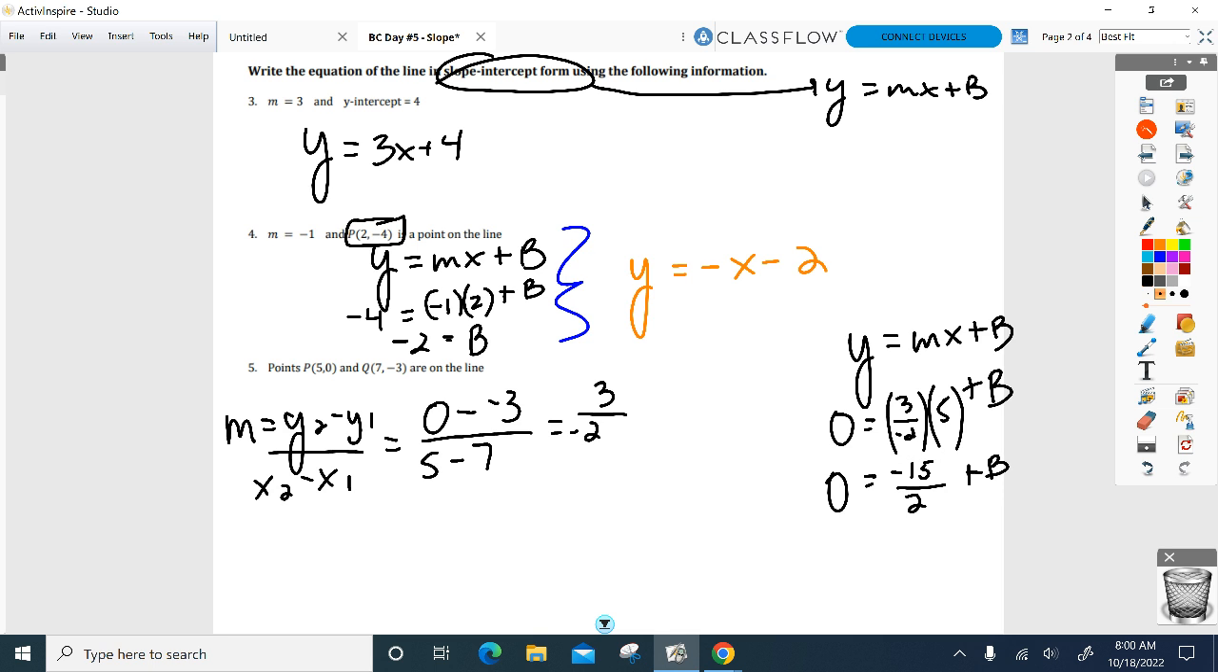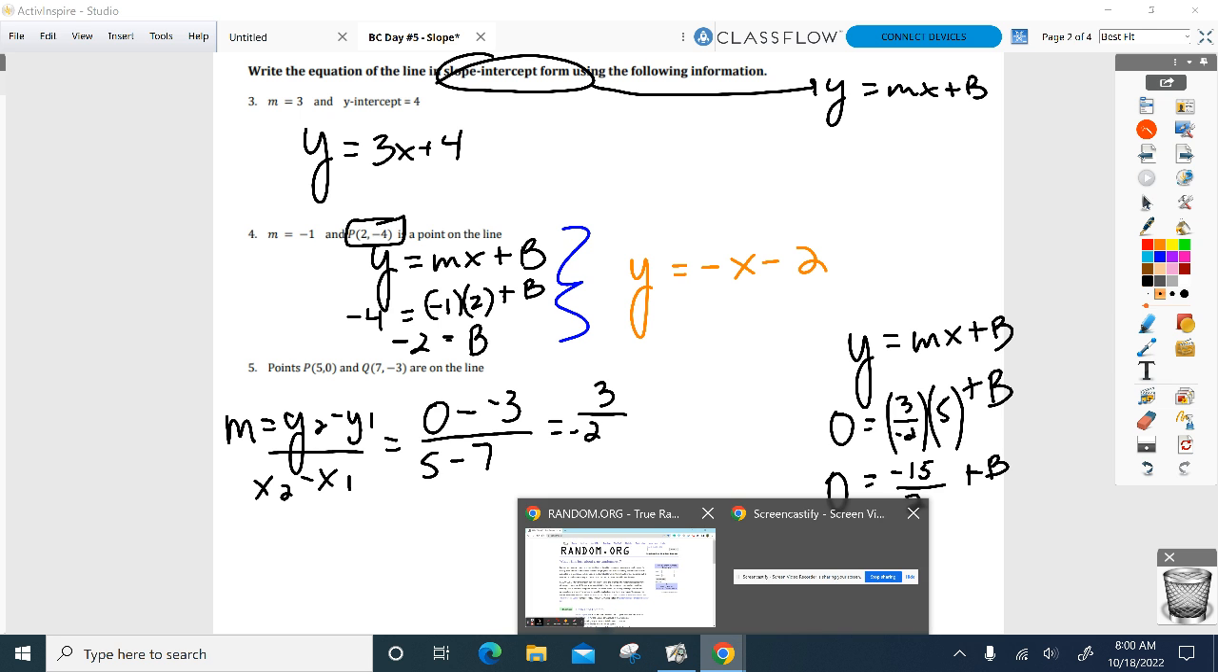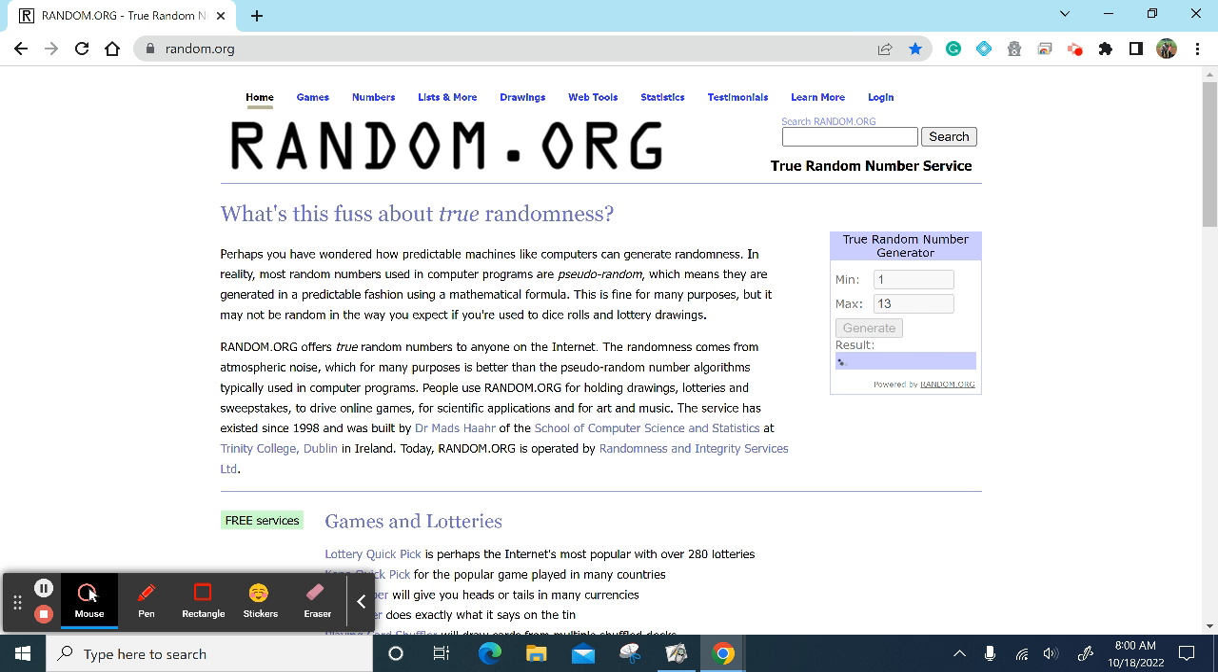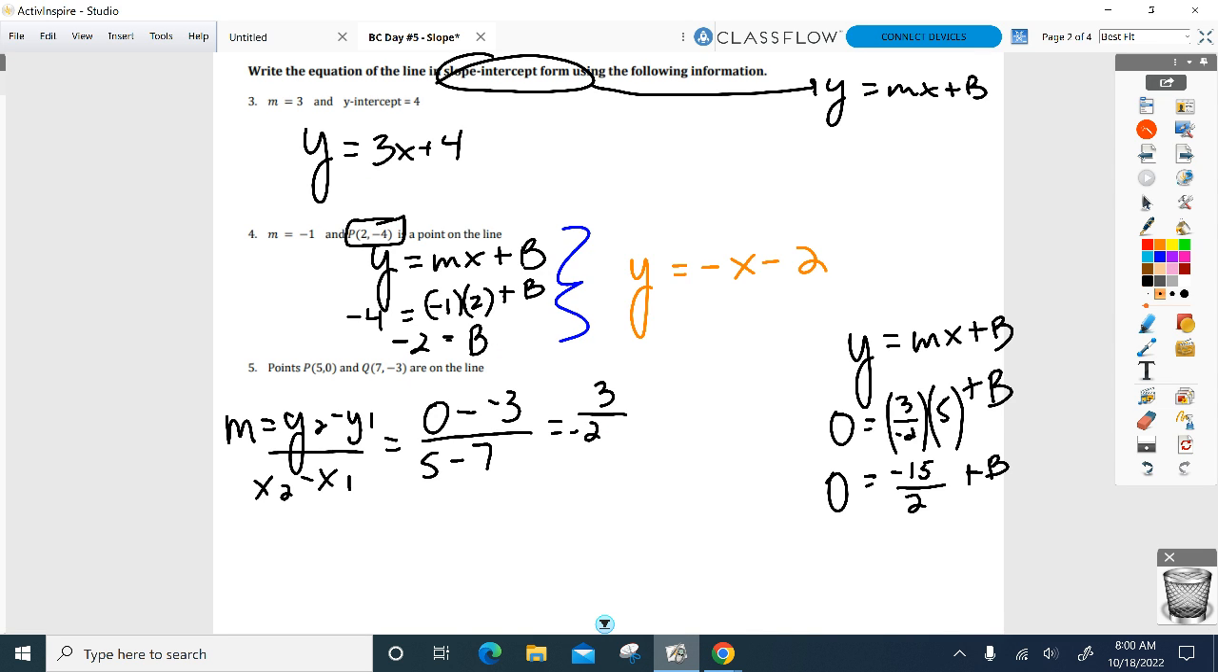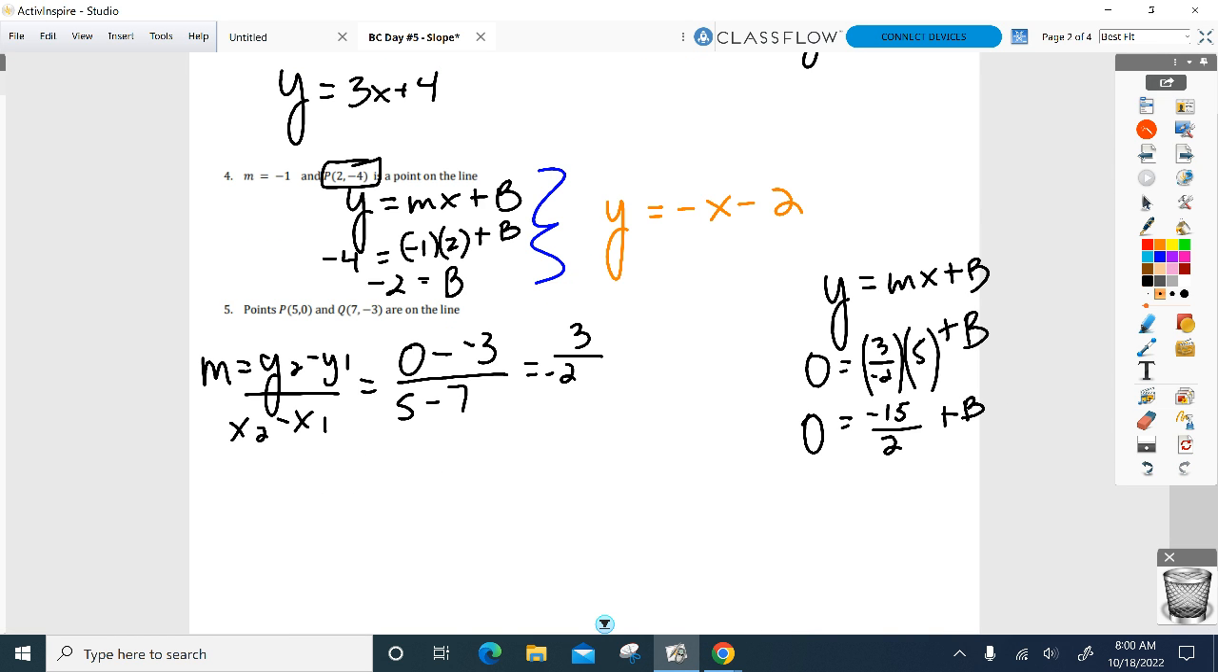How do you move it over? Either way, whether you left it as a decimal or a fraction, how are you moving that over? How am I moving that over, Anna? Add to both sides. Yep. So there's your b value.